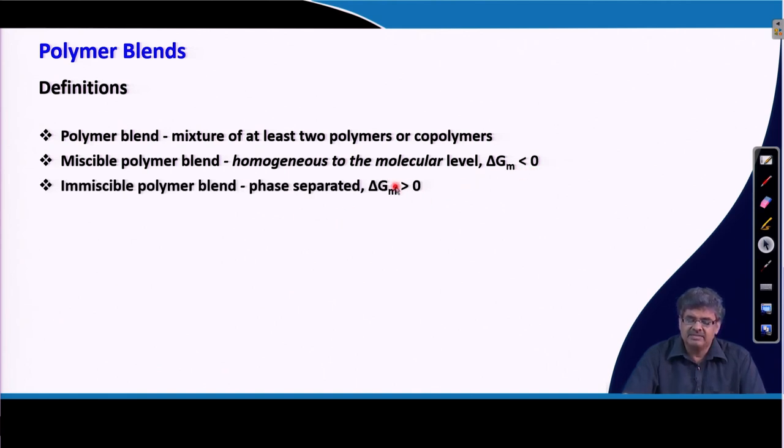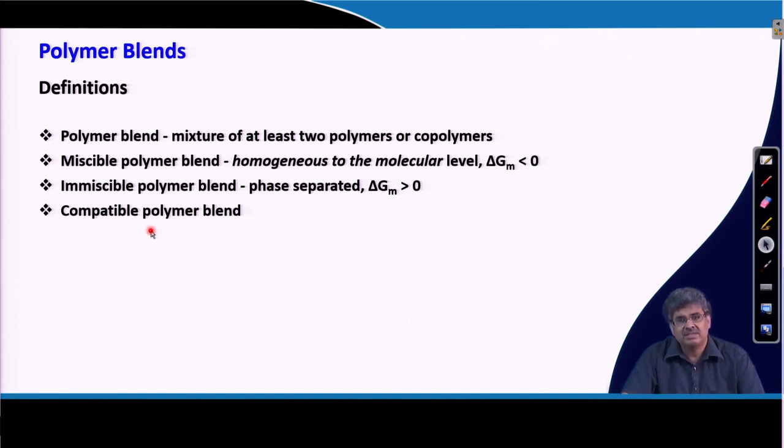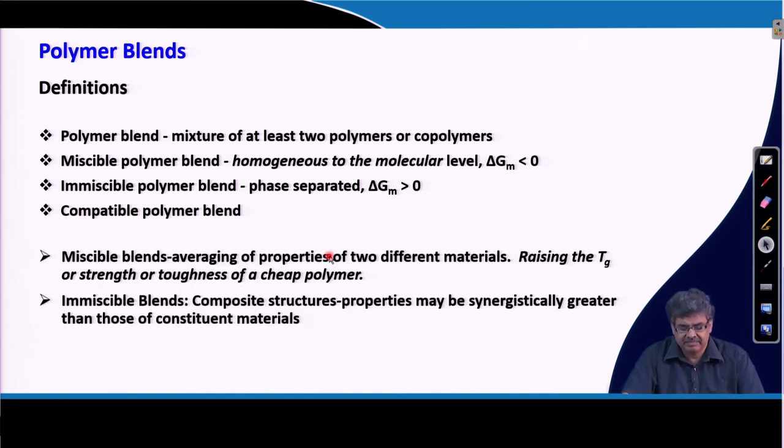And when this Gibbs free energy of mixing is positive, then the polymer blend forms an immiscible polymer blend, where different polymers form separated phases. And sometimes these immiscible polymer blends, which are present in different phases, can be tied to each other so that they do not separate further by using some compatibilizer, which creates compatibilized polymer blends.